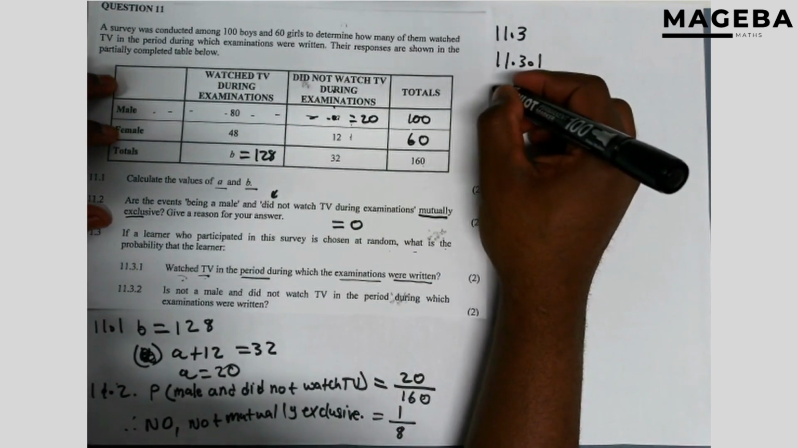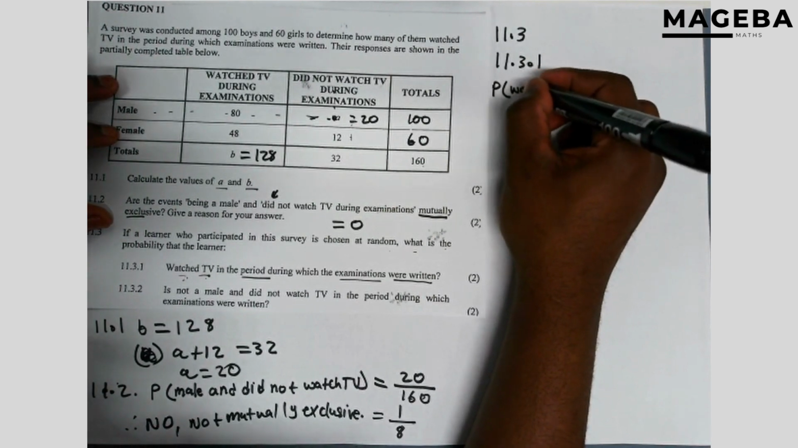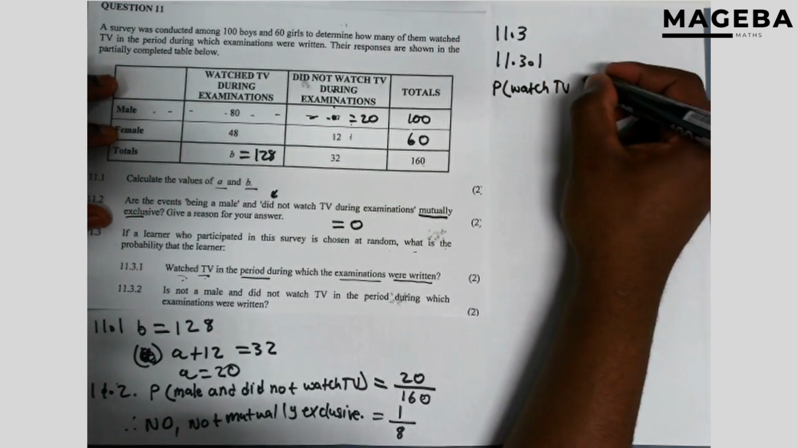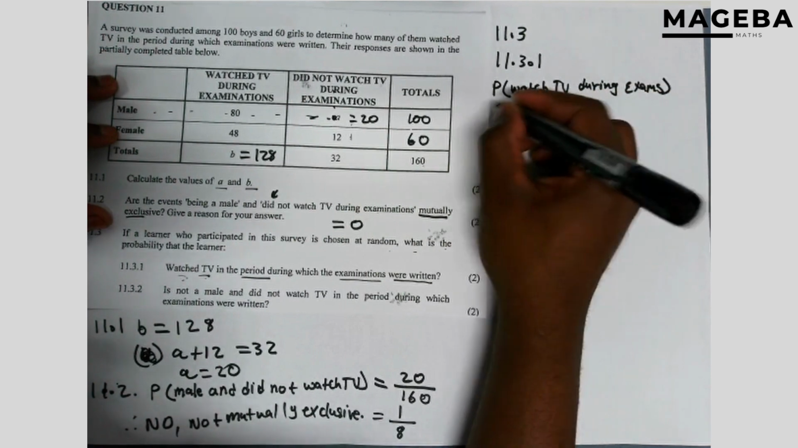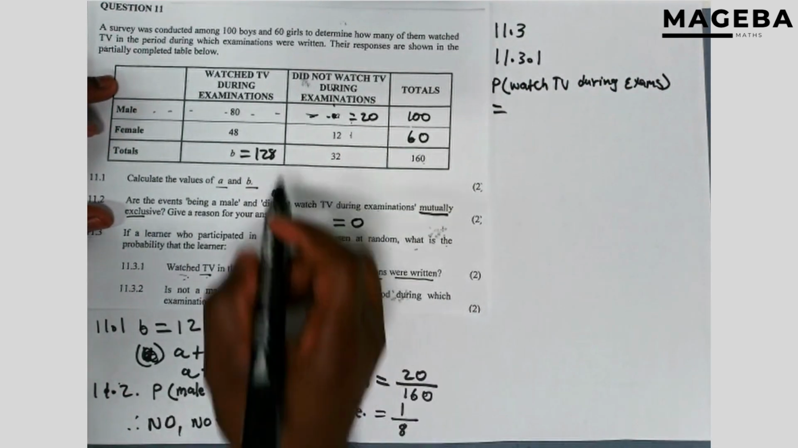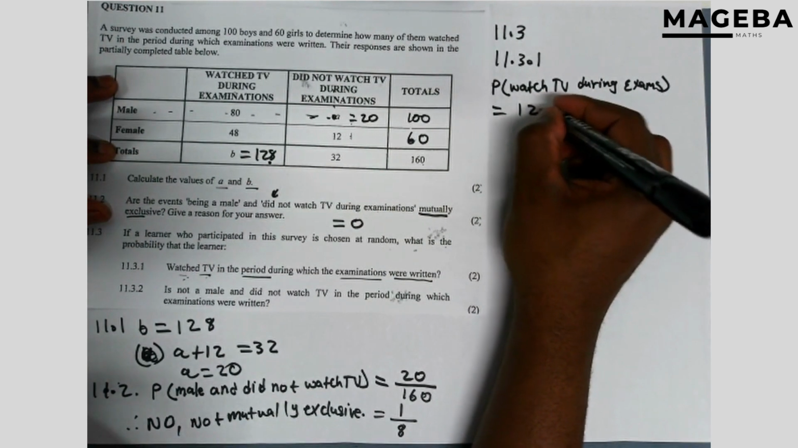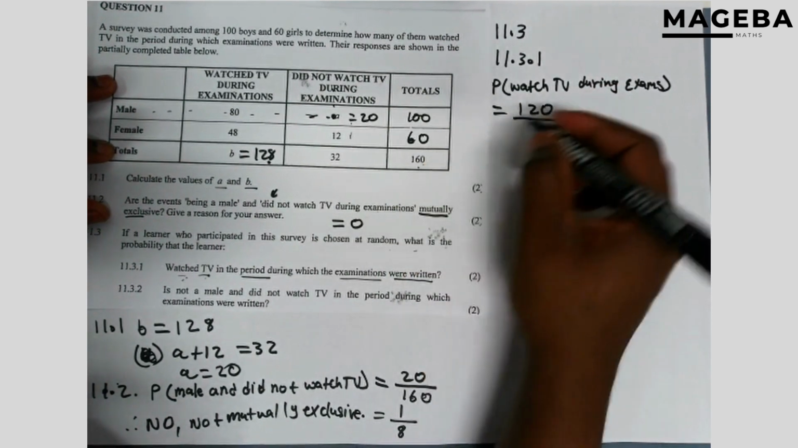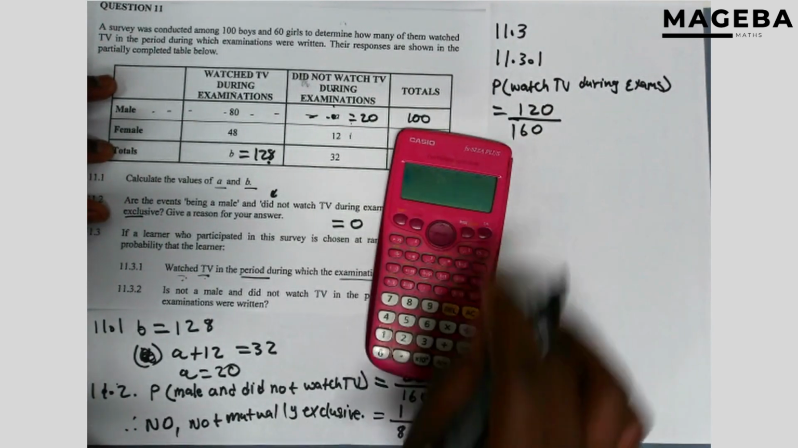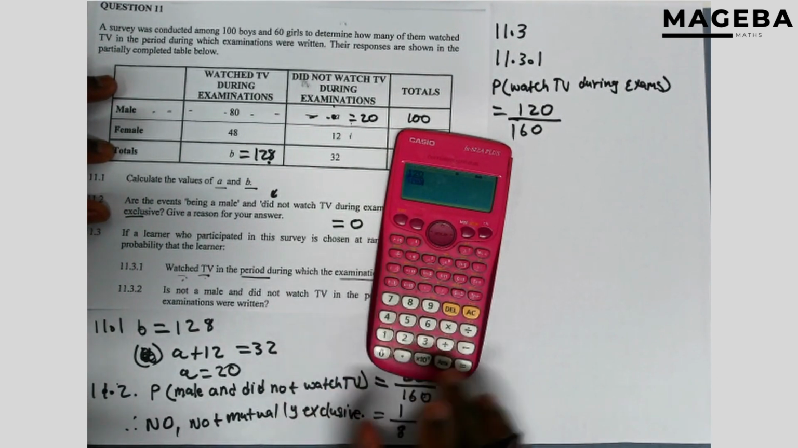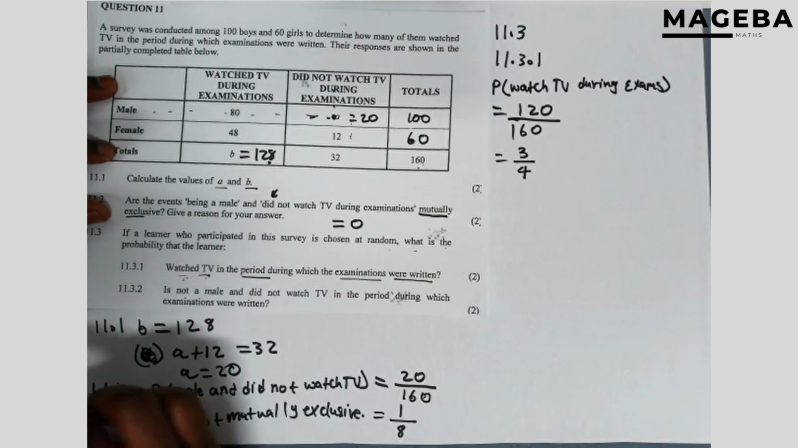Examination. So the probability we are looking for is the probability of watching TV during examination, during exams. Watch TV during examination is 120. So at 120, we are looking for a probability, and we're going to divide by the total of everything. What do we find if we simplify? It's 120 divided by 160, which is 3/4.